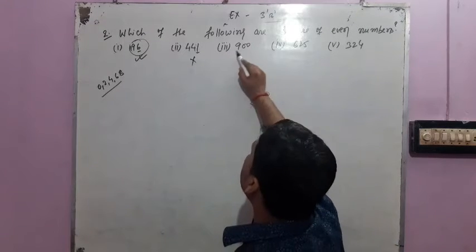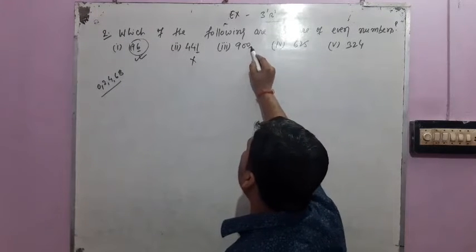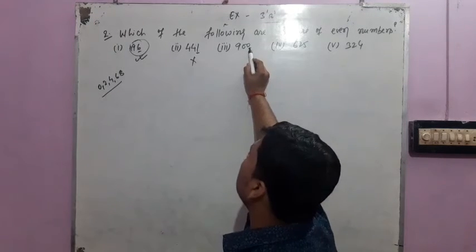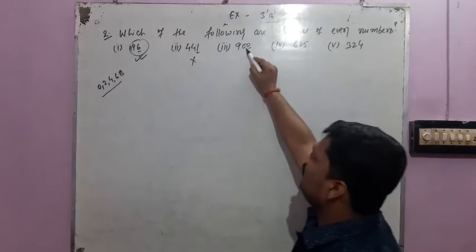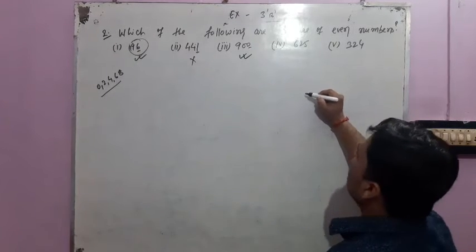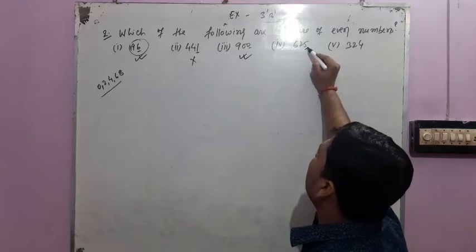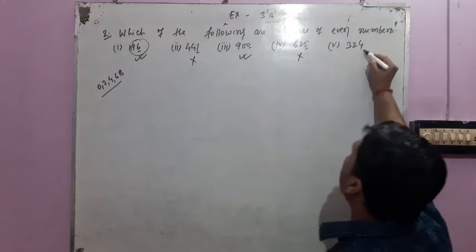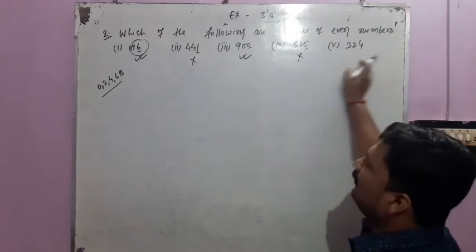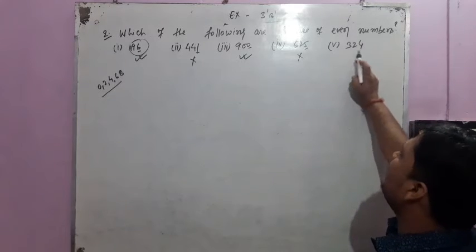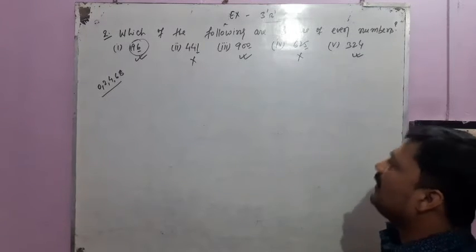At the end of this number, what is the last digit? 0. So when the last digit is 0, 2, 4, 6 or 8, then the number is an even number. So it is also an even number, so it is also a square of an even number. Next, what is the last digit here? 5. It is an odd number, so it is not a square of an even number. What is the last digit here? 4. When the last digit of any number is 4, then it is also an even number, so it is also a square of an even number.